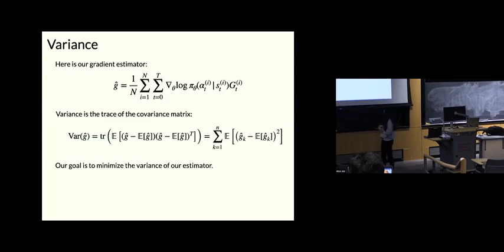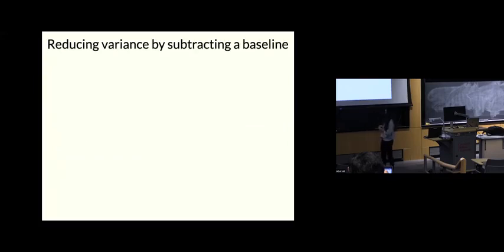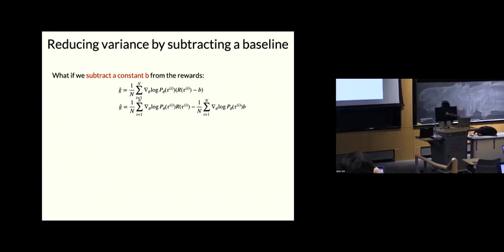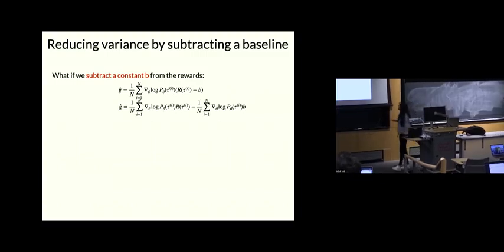Okay. Our goal will be to minimize the variance of our estimator. Let's see how we can do it. Now, I have the intuition in a few slides from now, but let's imagine that we want to subtract from that estimate G some constant b, okay? Some constant b, the same constant everywhere.